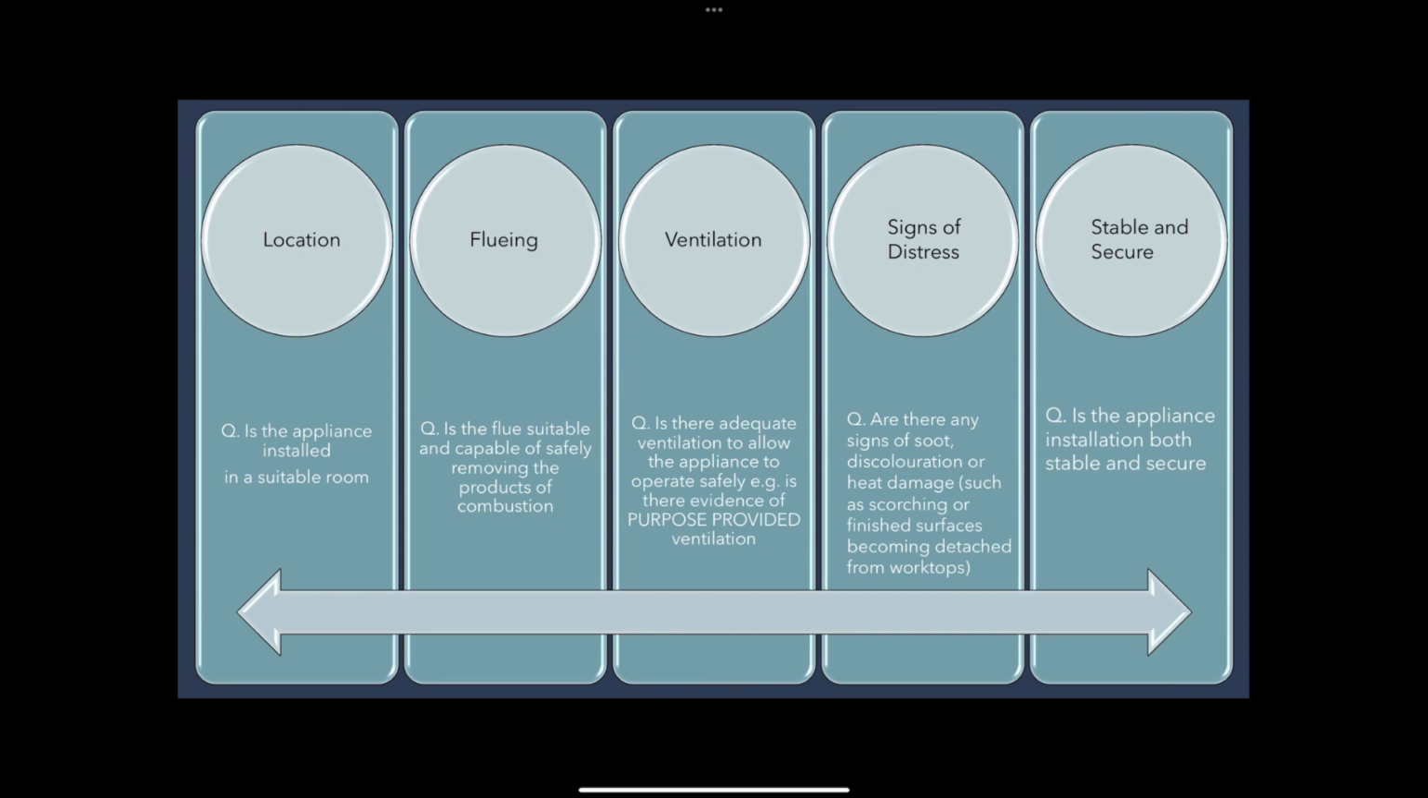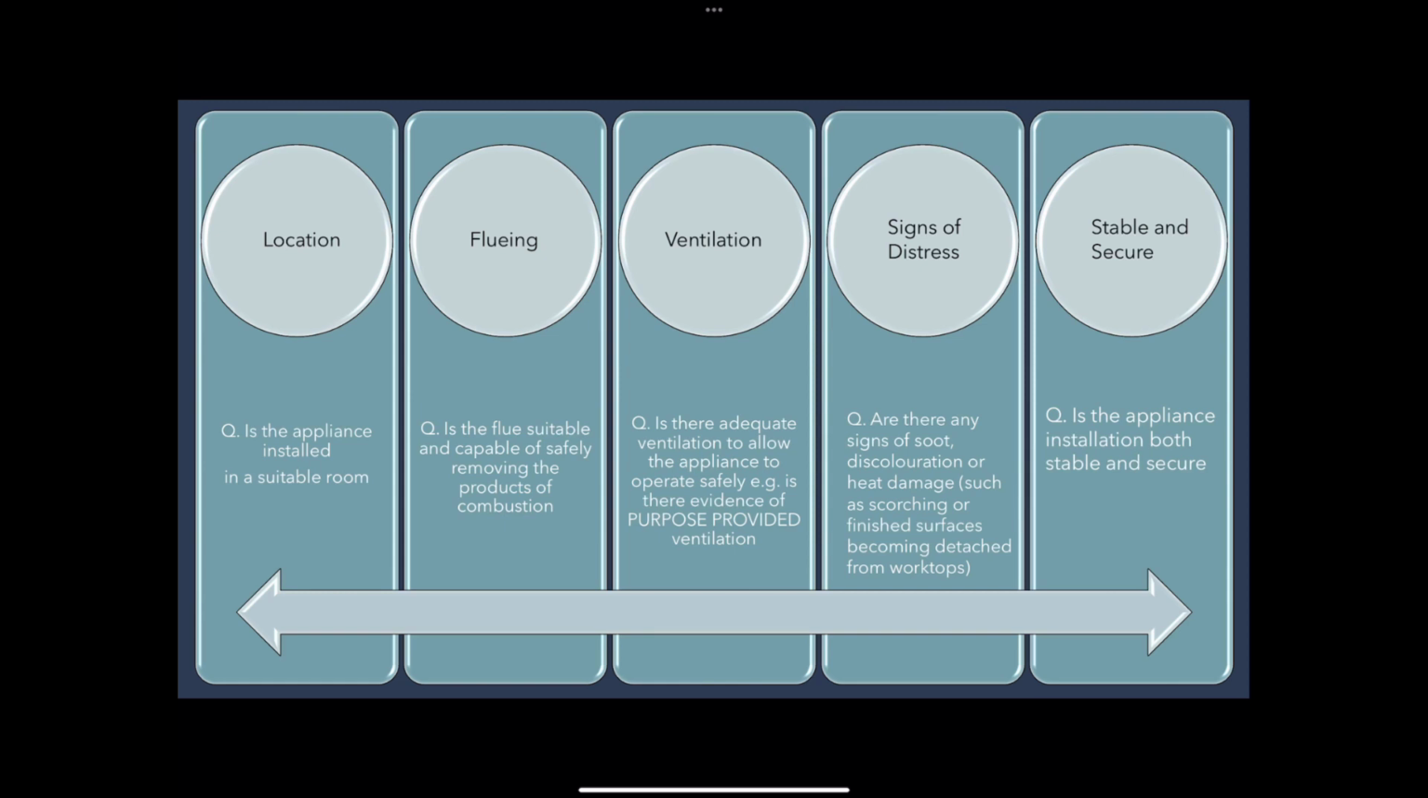So the first one on location is, ask yourself, is the appliance installed in a suitable room? You know there are restrictions on placing gas appliances, open flued appliances in certain rooms. Just make sure it's in the correct location. Flueless appliances, remember to check the size of the room. Is the flue suitable and capable of safely removing the products of combustion? Is it the right flue? Is it complete? Has it got any signs of distress? We'll move on to that one. But is it capable of safely removing products of combustion?